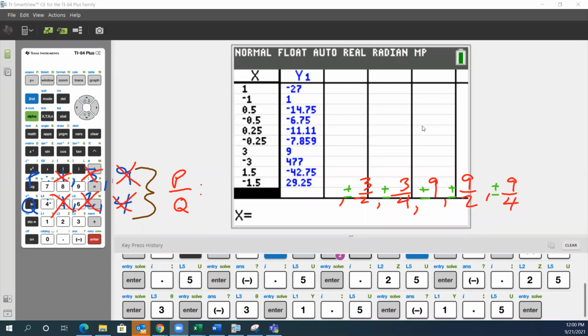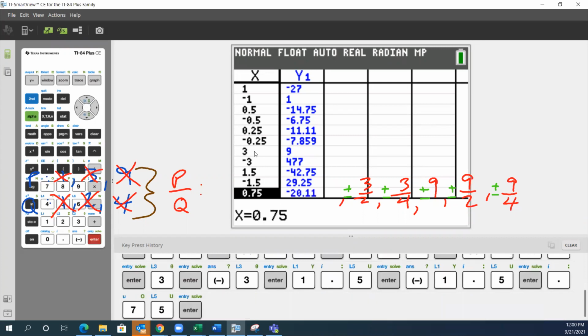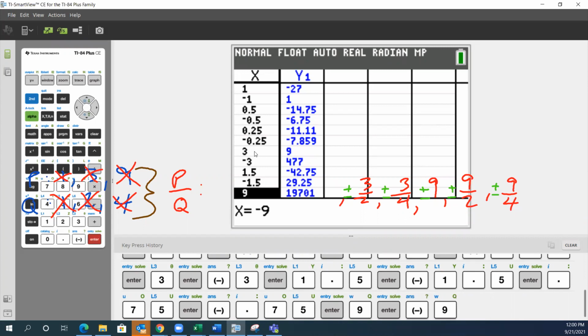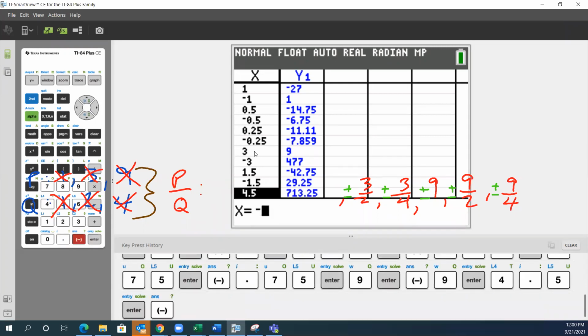So we did 3/2. Okay, 3/4. Oh, wait, I got to click on this. 3/4. No. -3/4. No. 9. No. Ooh, that's not even close. -9. No. I'm starting to get a little nervous here. 4.5. 9/2. No. -4.5. No. Oh my gosh, there's only 2 left.